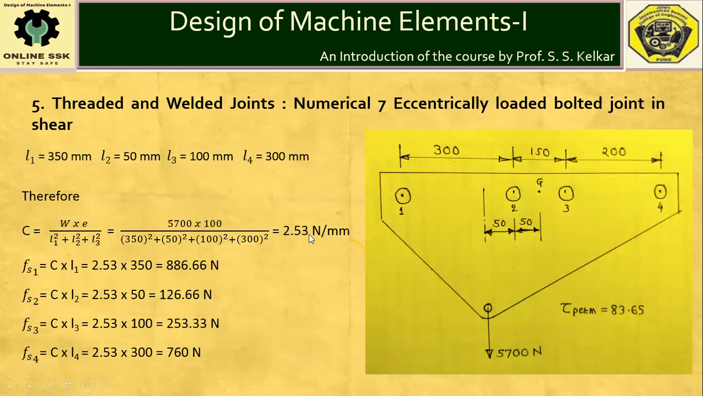After multiplying this value of C by different values of L1, L2, L3, L4, we shall be in position to calculate secondary forces Fs1, Fs2, Fs3, Fs4 at board number 1, 2, 3, 4 respectively. So those values will be as shown in this figure or in this slide.